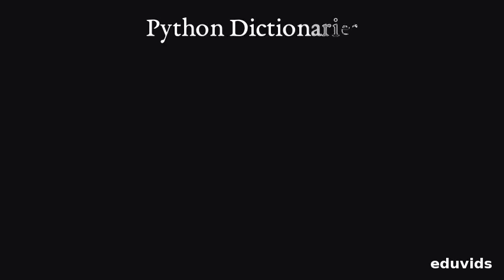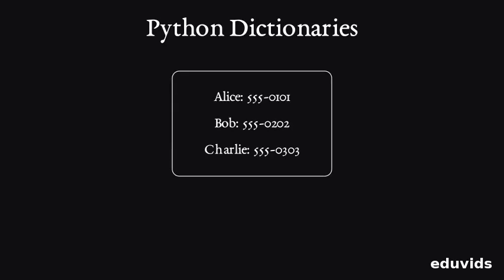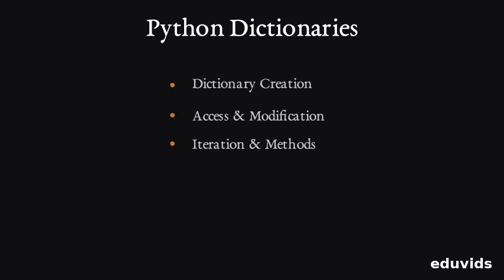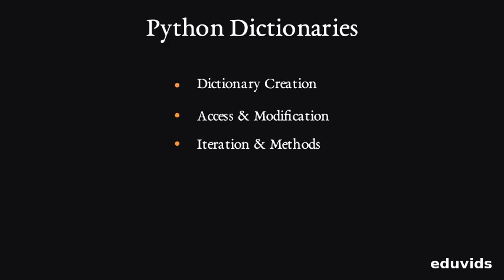Imagine you open your phone's contact list and tap a name to see a number. That is a dictionary in action. Each name links to one piece of data. In the next few minutes you will learn how to build, read, change, and loop through Python dictionaries.